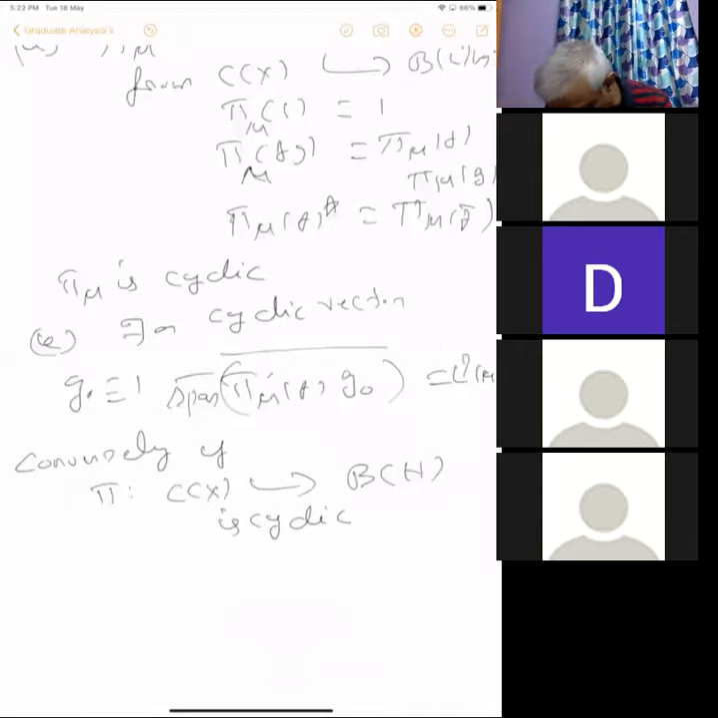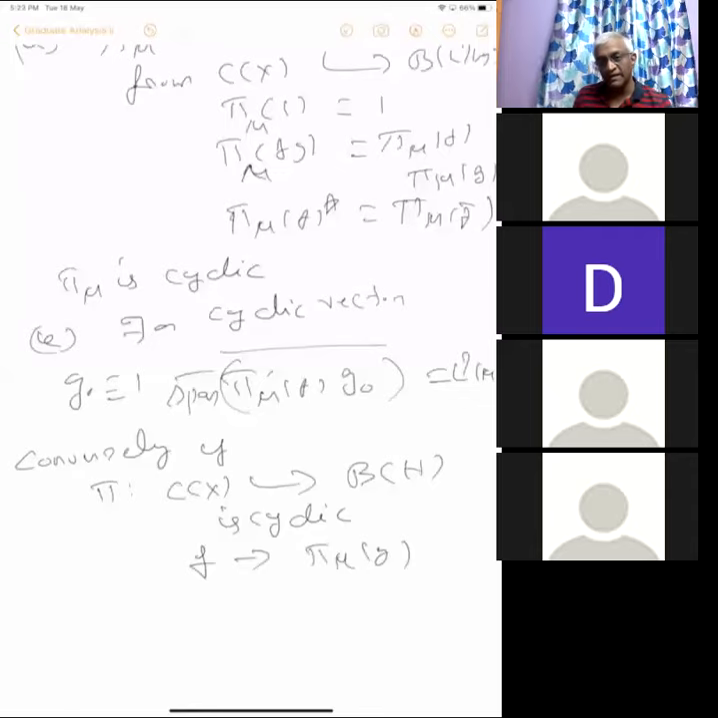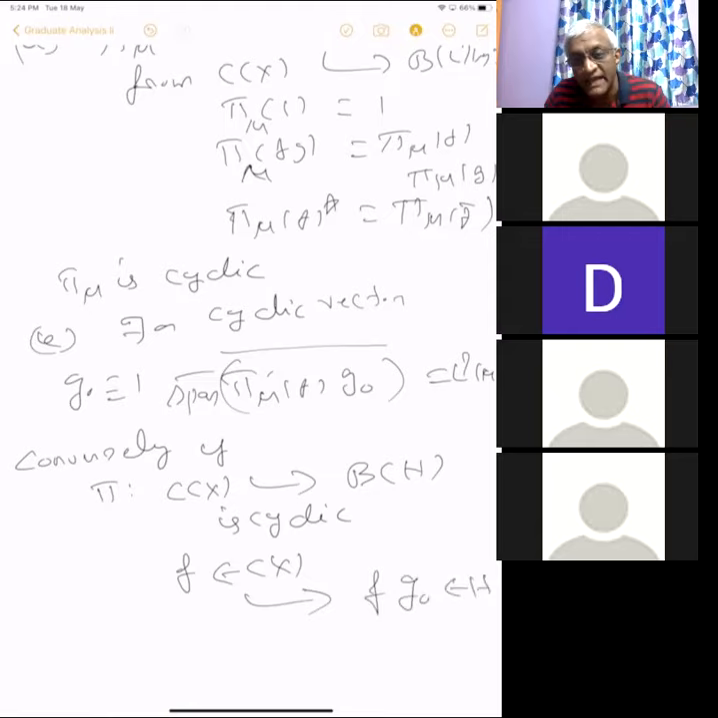I mean, you have to consider the topology, the way C(X) sits in B(H), that the norm is preserved. This map f going to pi_mu(f) is a homomorphism, so it is contractive. It may not be isometric, though sometimes it is, and for L infinity it is isometric. We haven't proved it; we prove it now. In general it is contractive, but f sits inside H also. You take any f in C(X), then you can embed this as f xi naught in H, if you have a cyclic vector.